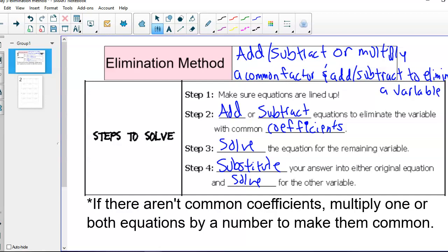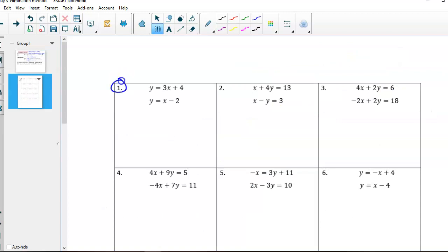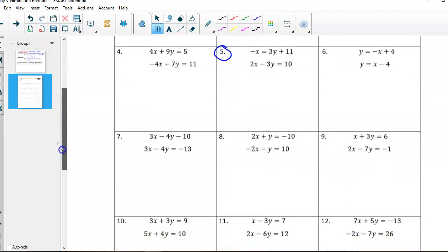Does anyone still need this? We're going to do the following problems together. If you want to circle these: 1, 2, 5, 7 through 10, and 15.